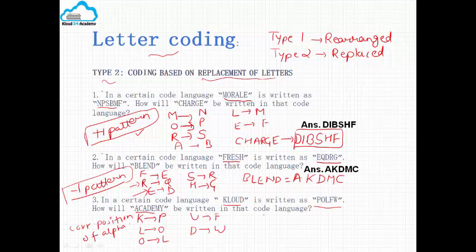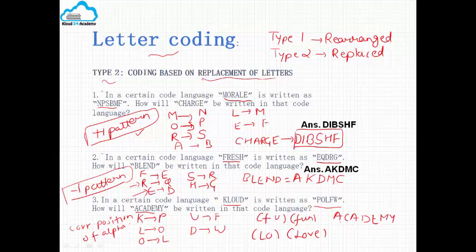So as we all saw before, the corresponding position of F will be U, for FUN. Similarly, L and O were LOVE. So these are nothing but corresponding positions. So how will ACADEMY be written now?